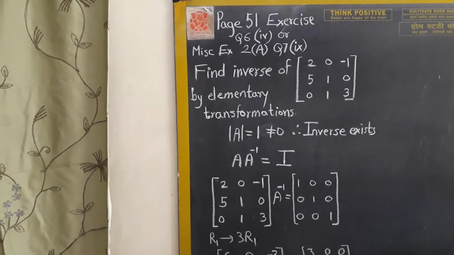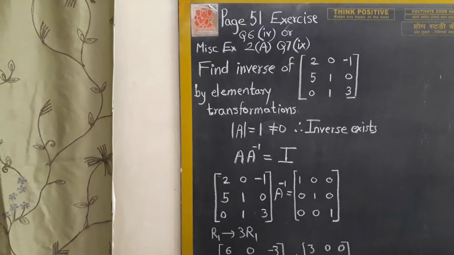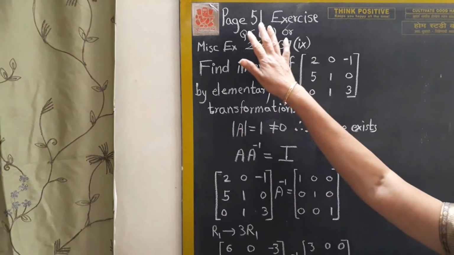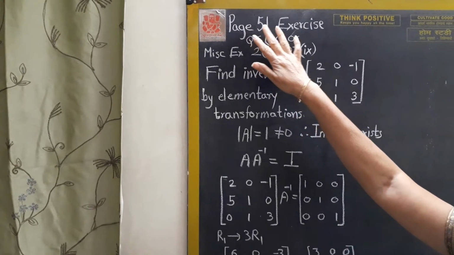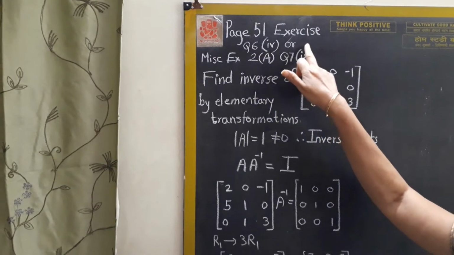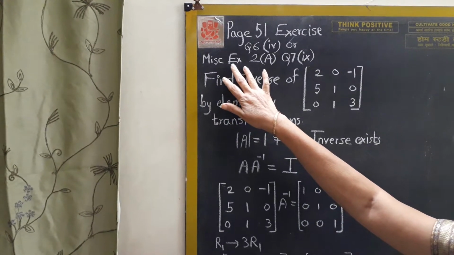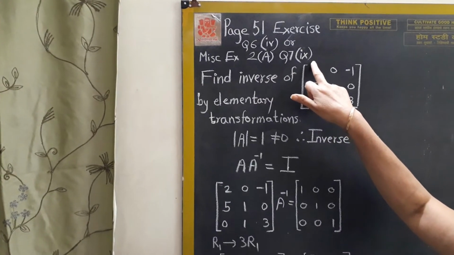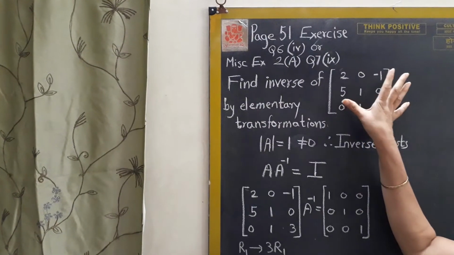Hello friends, today we will learn one more elementary transformation example that is from your book. The example is on page number 51, exercise question number 6 4, or the same example is there, you will find it in miscellaneous exercise 2a question number 7 9. In both the cases they have said to find the inverse of the given matrix.